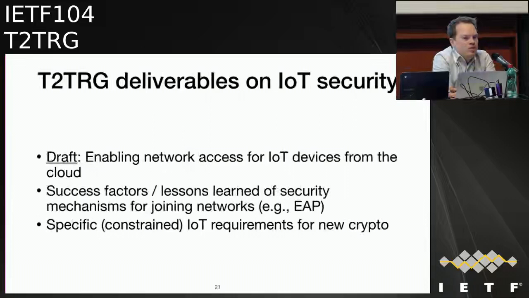We had a whole session on security. There is already one new draft on that, enabling network access for IoT devices from the cloud, currently an individual submission, but something we could consider as an RG document. Also, we were discussing that it would be very good to document some of those success factors and lessons that we have learned from different security mechanisms in this area. For example, why EAP has been rather successful in its own area. And also, when it comes to the security work outside of the T2TRG, but within IETF, if we can come up with specific requirements, especially on the constrained IoT, for example, for new crypto, that would be very helpful for the rest of the community.